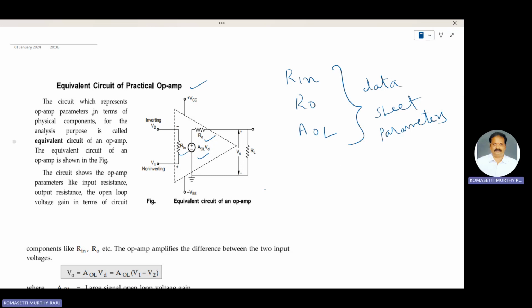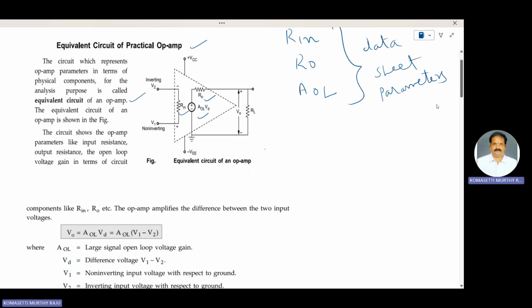The circuit which represents op-amp parameters in terms of physical components for analysis purposes is called the equivalent circuit of an op-amp. The equivalent circuit of an op-amp is shown in the figure. The circuit shows the op-amp parameters like input resistance, output resistance, and the open loop voltage gain in terms of circuit components: Rin, R0, AOL.